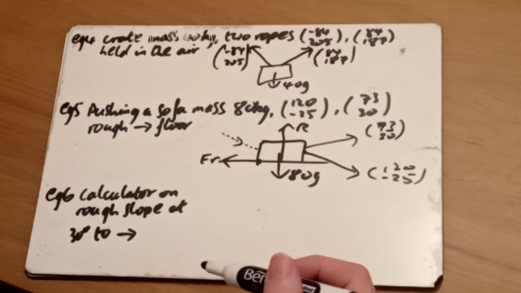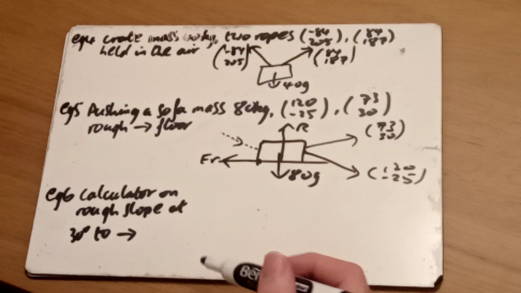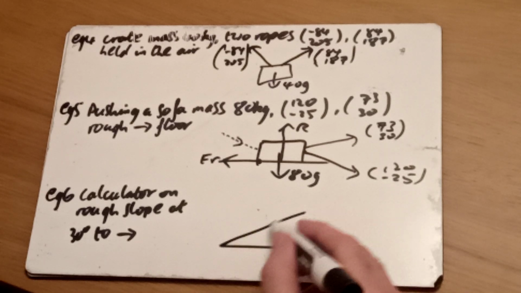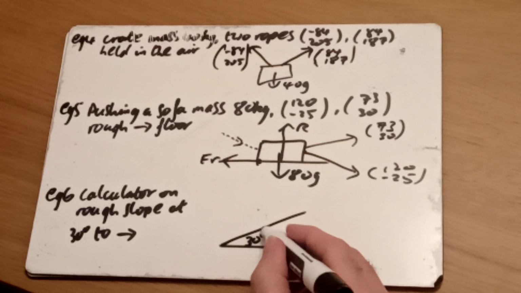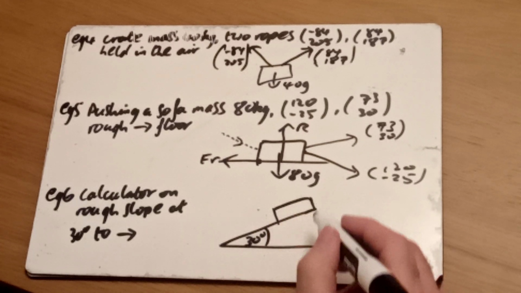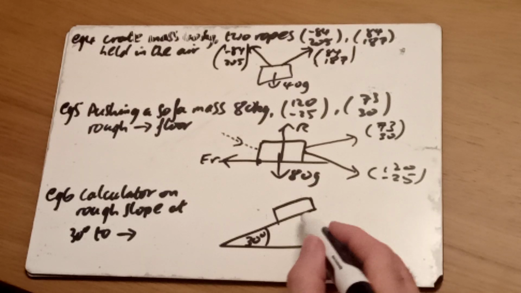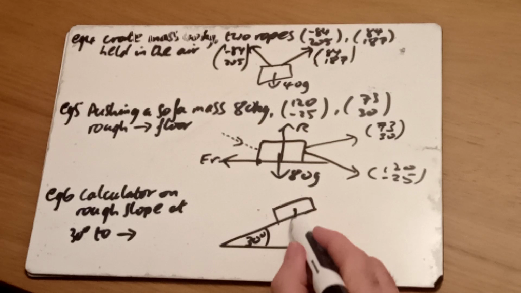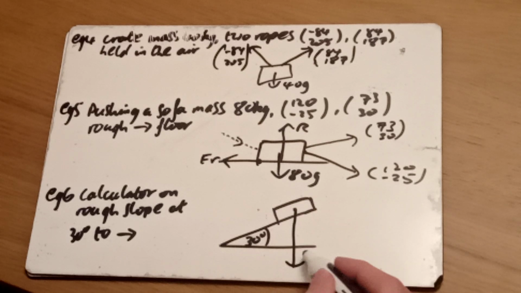Here we go. Example 6. A calculator on a rough slope, angle at 30 degrees to horizontal. So here's my slope, 30 degrees. Here's my calculator. You know what? It looks just the same as my sofa did, my box did, and so on like that. And so, centre of mass there. My weight acts vertically downwards. Not told what it is, let's call it mg.